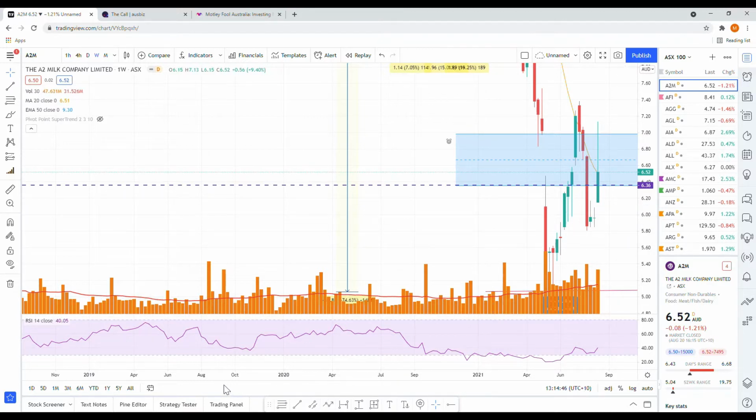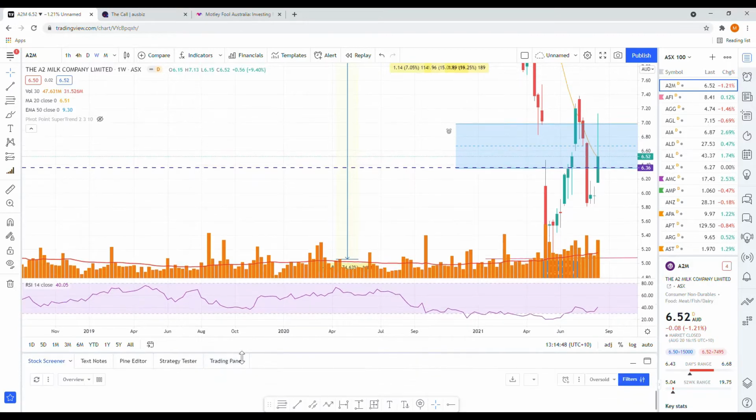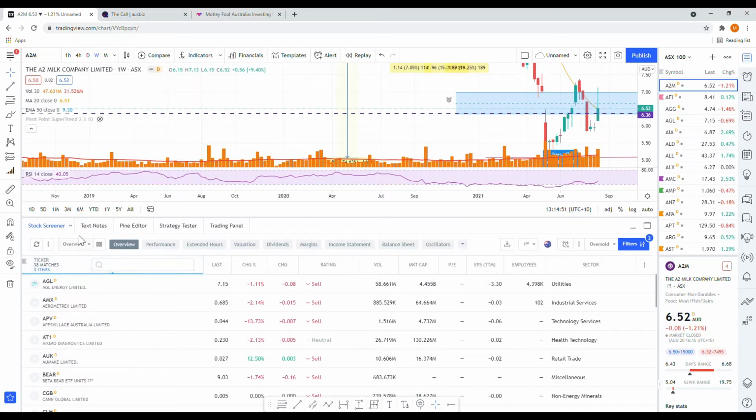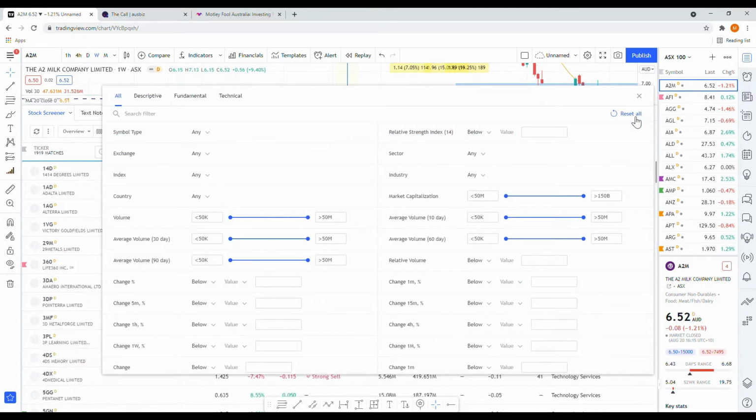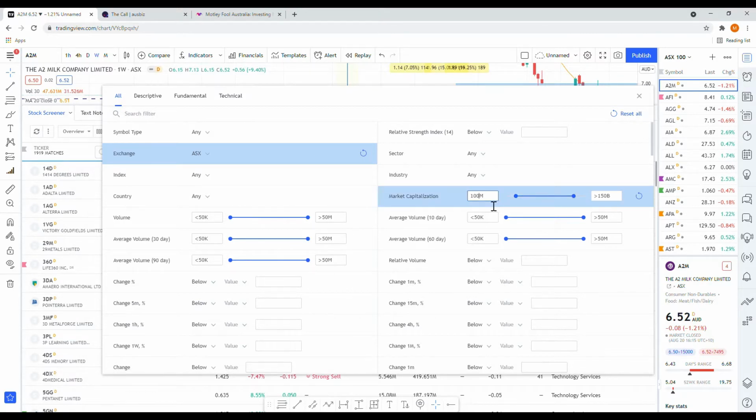So mainly how I do my research on the stock is, here you can see the stock screener. The stock screener is the research tool they have. Then I go here to these filters. Mainly what I'm checking for my research here is ASX. You can use any of these filters. Then market capitalization, I tend to go 100 mil or above.